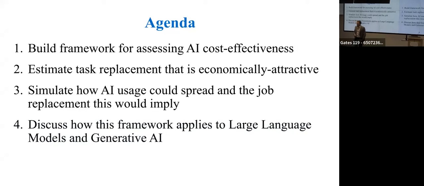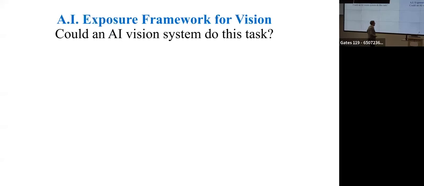And lastly, we'll discuss how this fits into the larger framework of what AI can do, not just in computer vision, but more broadly with language models. Okay. So if we think about the broad way that a lot of this analysis has been done before, it's been saying this very useful, but I would say just first step in the process, which is, could an AI system do a particular task, right?